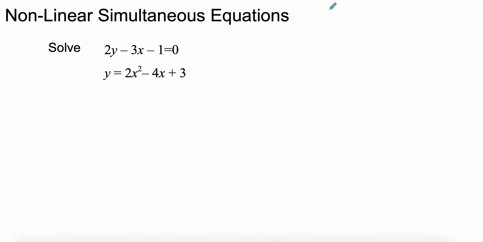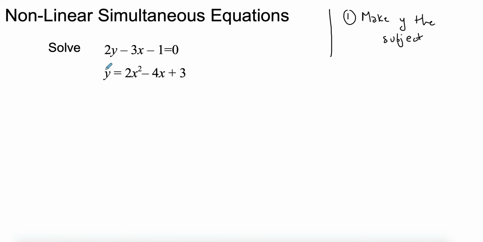So what you want to do with non-linear simultaneous equations is use the substitution method, and to be able to use the substitution method you need to make the subjects the same. So first you're going to make y the subject, and the reason we're picking y is because for the quadratic, y is already the subject.